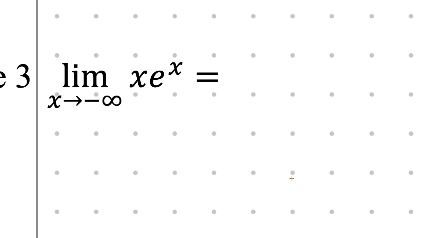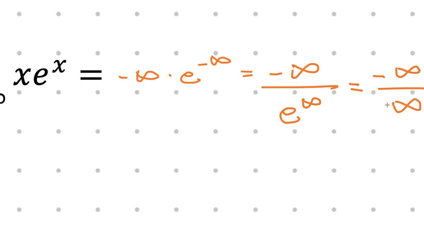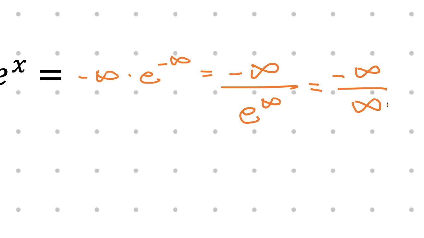That's not a fraction, but check it out. It's still an indeterminate form. If I plug in infinity, I'll have negative infinity times e to the negative infinity, which is the same thing as negative infinity divided by e to the positive infinity, which is negative infinity over positive infinity, an indeterminate form yet again.